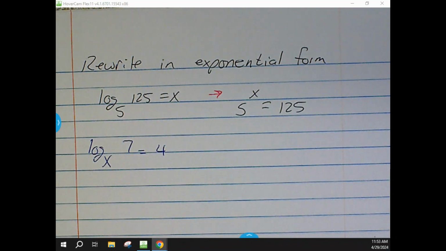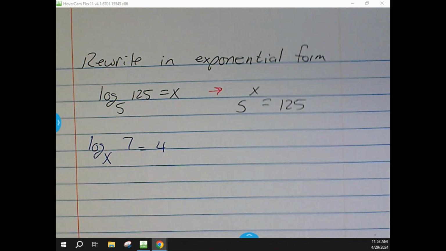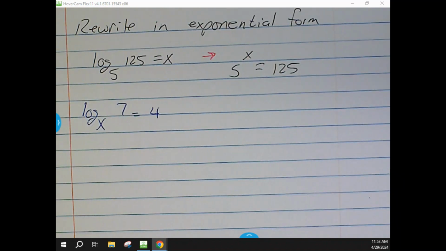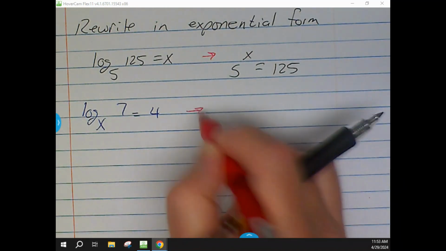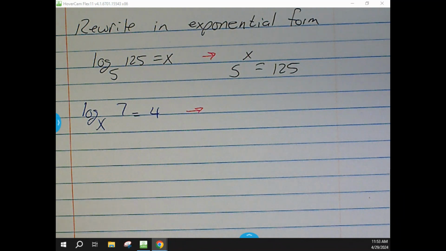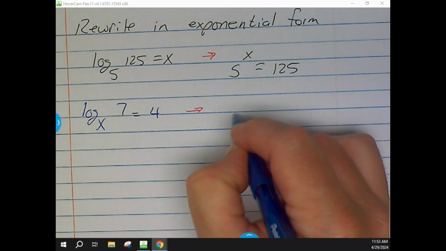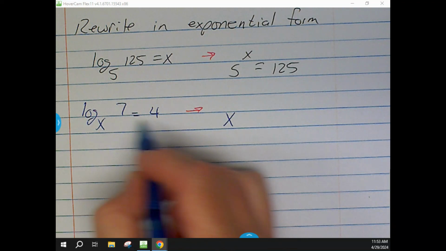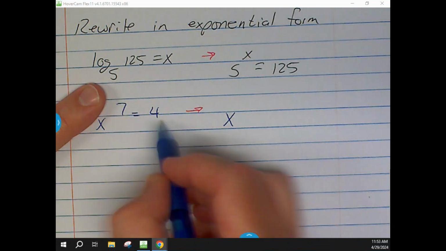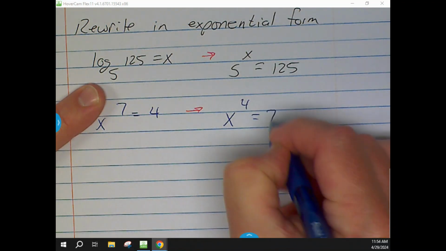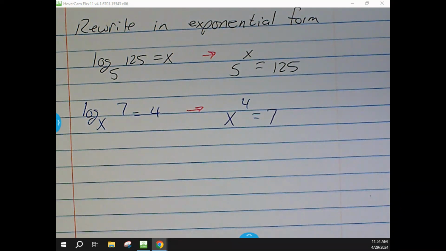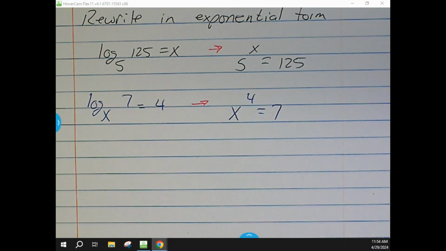So if you got log base x of 7 equals 4, again, the x stays on the bottom. And for the other two parts, after you cover the word log, you just switch these two numbers. The 4 goes up here, 7 goes down there. So it should be just that easy. Again, nothing hard, nothing super tricky on this one.